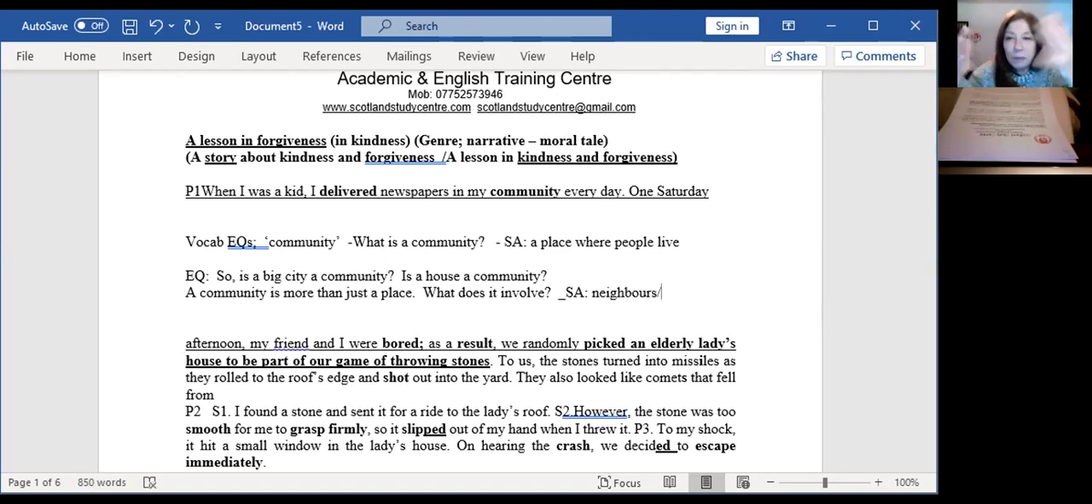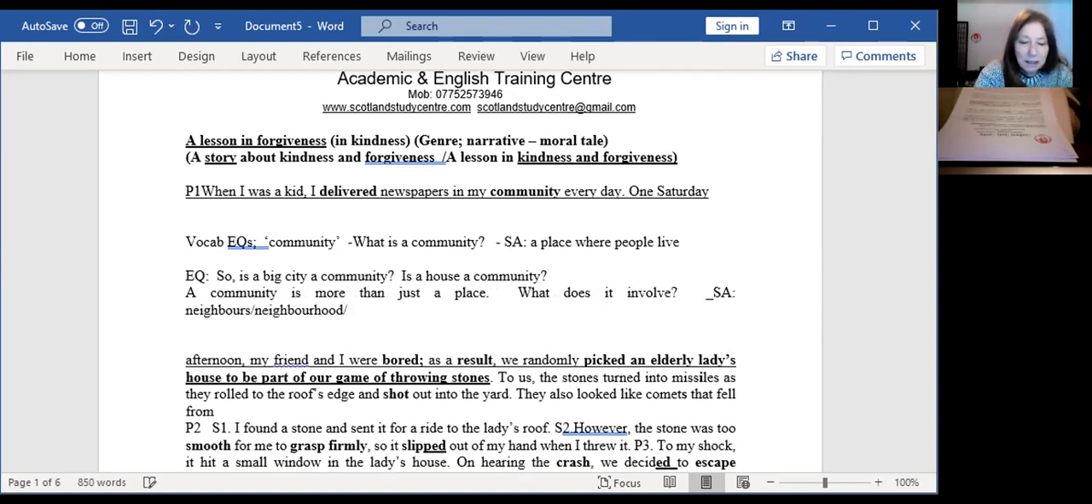Maybe what else? The neighbors and their fence. Their what? Neighborhood fence. Neighbors, neighborhood. So it's like a neighborhood, similar. Yeah. And maybe relationships. Does it involve relationships, a community? People living together? And fighting? Does it involve fighting with people in a community?